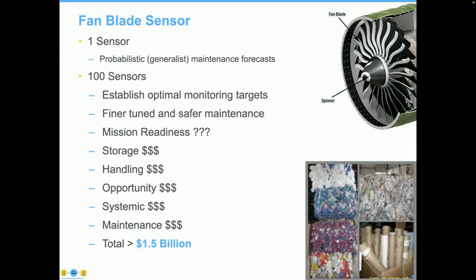But this translates into savings in a very tangible way because they didn't need to store as many parts and they didn't need to handle them. They had opportunity costs that they could put in time elsewhere, and the maintenance was reduced. It was a total of $1.5 billion, which is so easy to justify to management when you are able to do this.